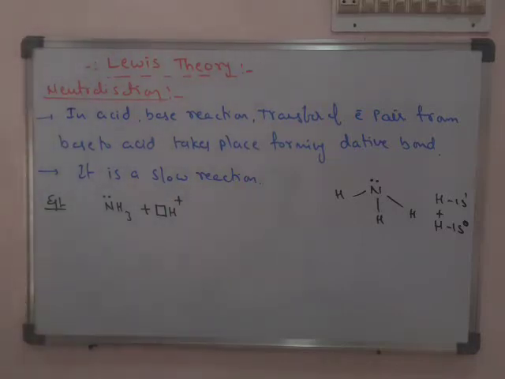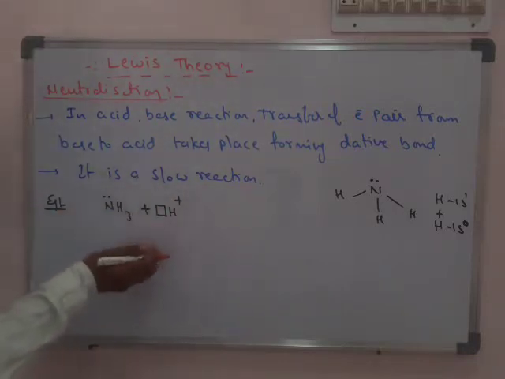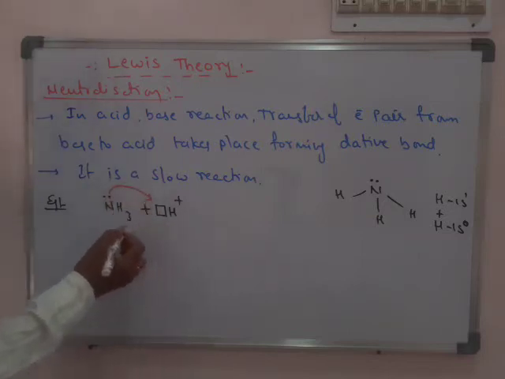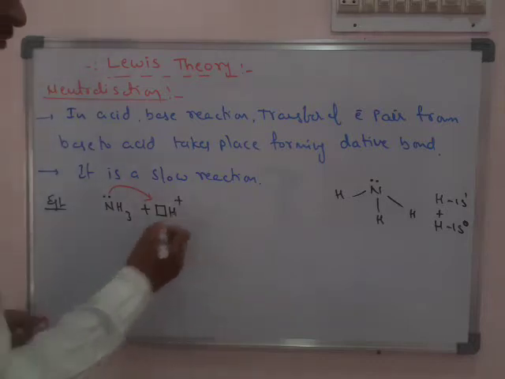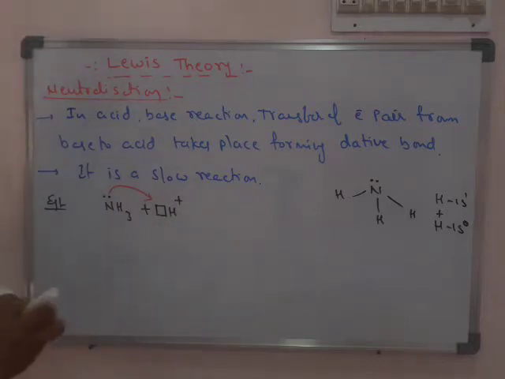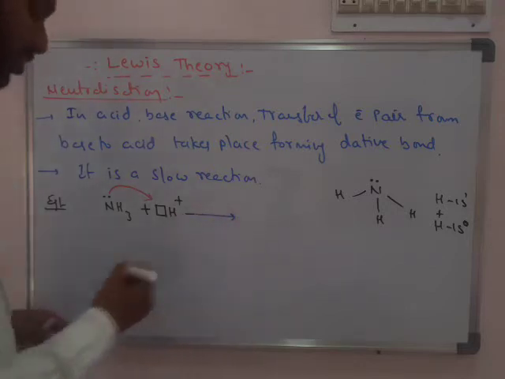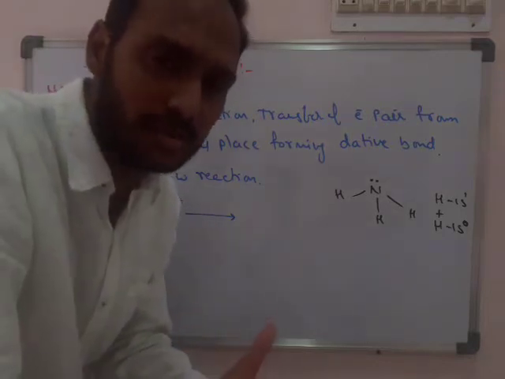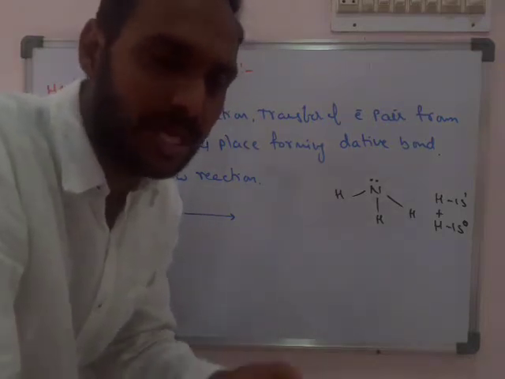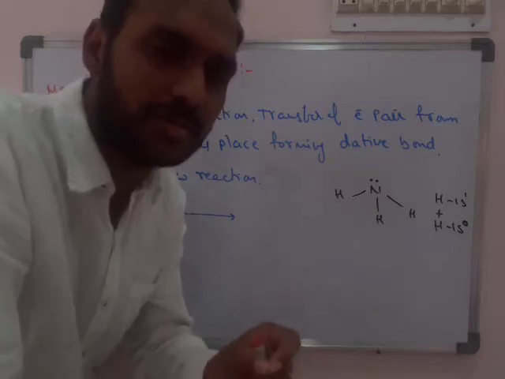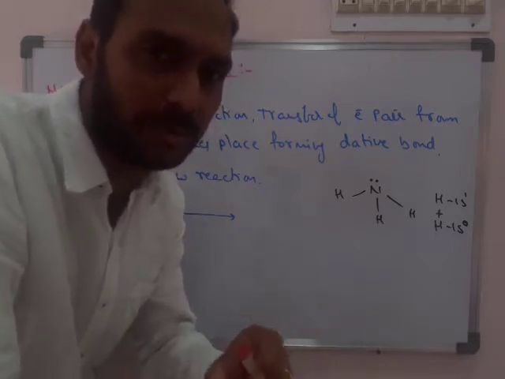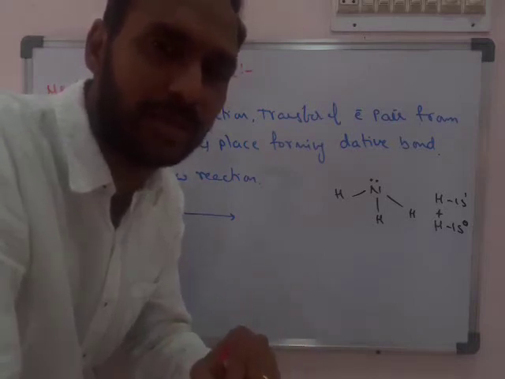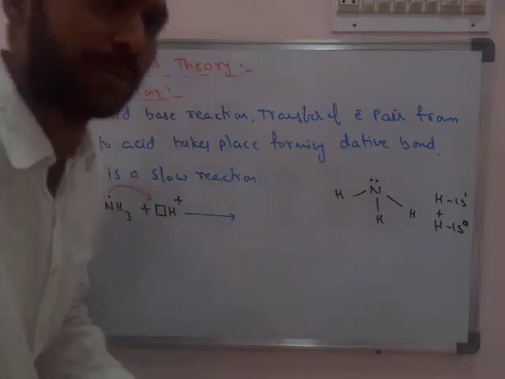So there is a perfect possibility for ammonia to donate the electron pair, and H+ possesses a vacant orbital. There is a transfer of electron pair from NH3 to H+. So NH3 donates the electron pair and is treated as a Lewis base. You have to remember which atom is giving the electron pair in ammonia: nitrogen gives the electron pair.